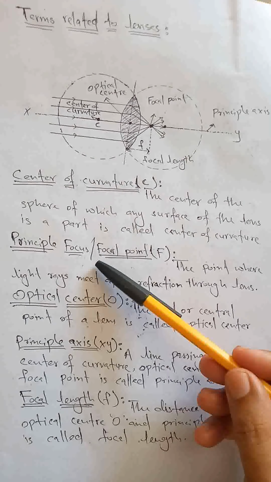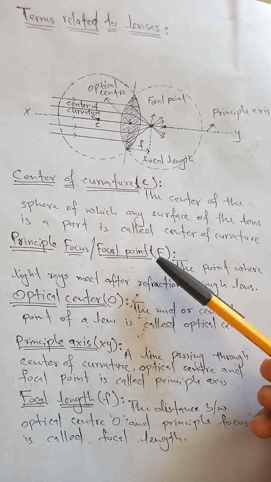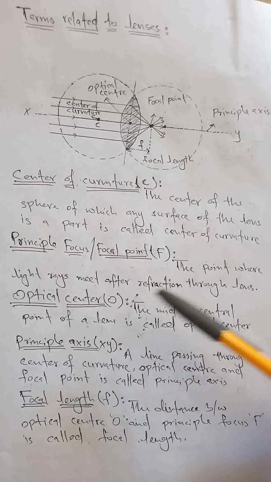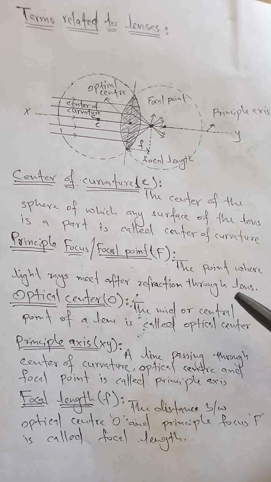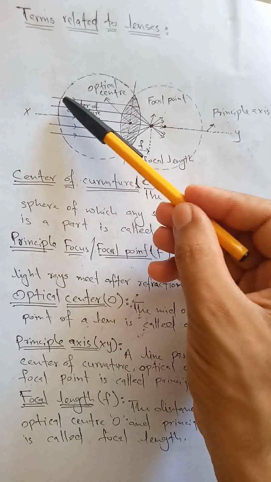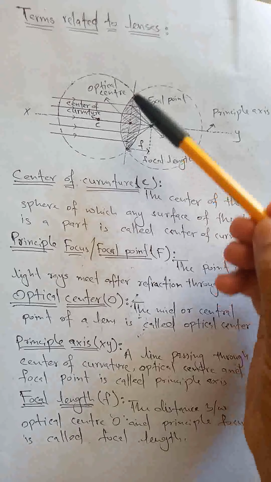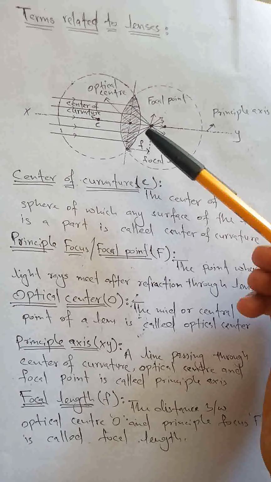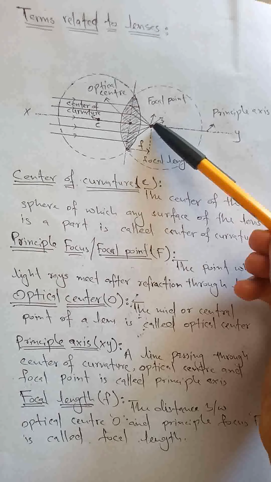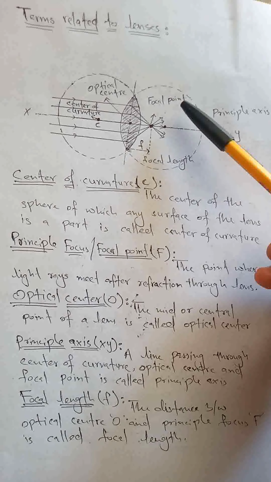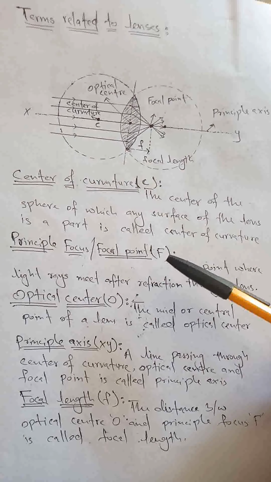Principal focus or focal point, denoted by capital F. The point where light rays meet after refraction through a lens. These are some parallel rays of light which are passing through this convex lens. After refraction they meet at a single point. This point is called focal point or principal focus, and it is labeled as capital F.